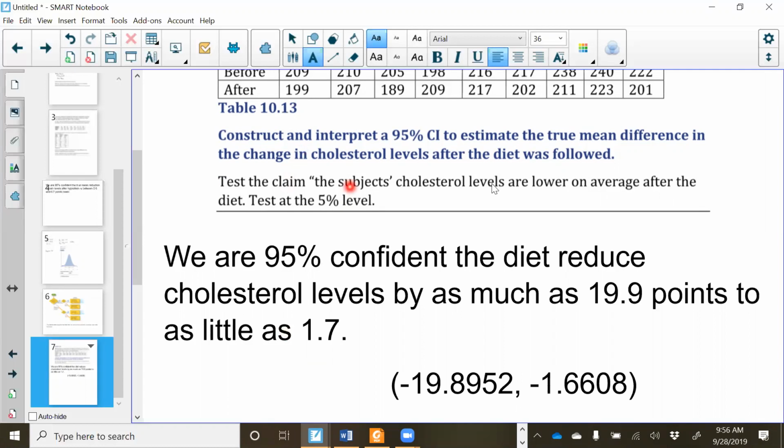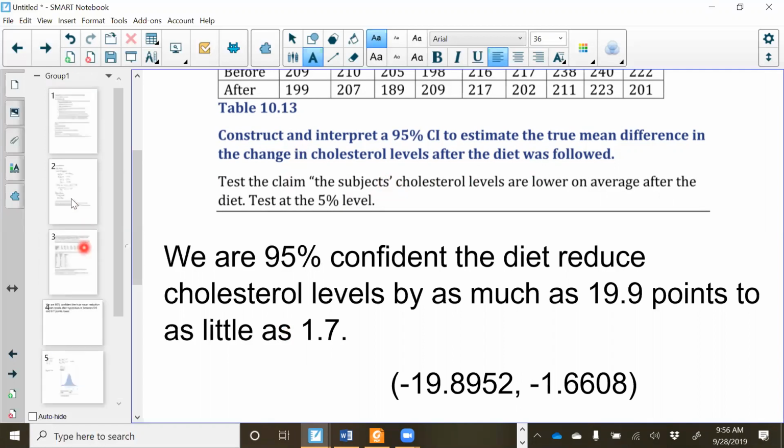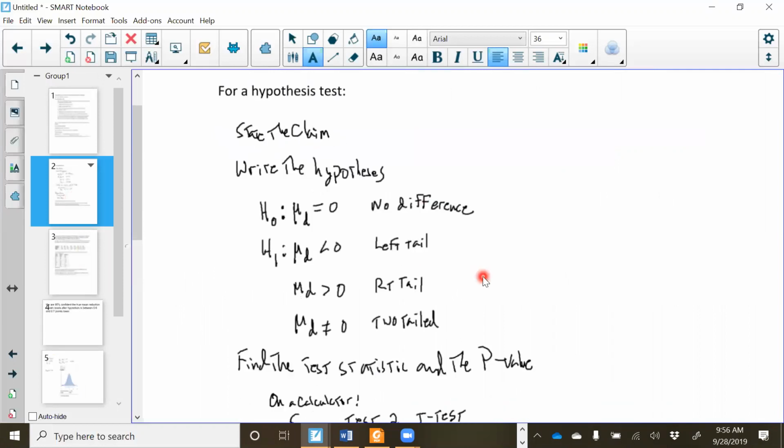Now let's try to do the significance test. Now, remember, when we do a significance test for a paired difference, H0 will always be this. Then we get to decide: do we want a left tail test because we're reducing cholesterol levels? Do we want a right tail test? Or do we have no idea which way it's going and we'll use the two-tailed? So once you start, and then run the test, you can come on back and see how I did all this.